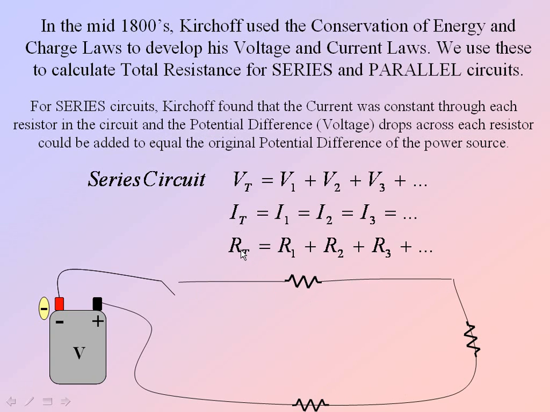Kirchhoff found that the total resistance is equal to the sum of the resistance of these three resistors, numbers 1, 2, and 3. As you can see, electrons must pass through all three resistors before returning to the battery. So this is the situation for series circuits.